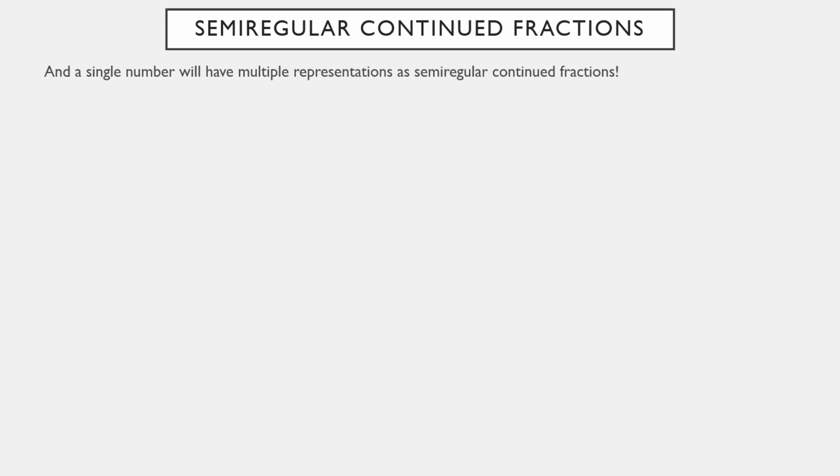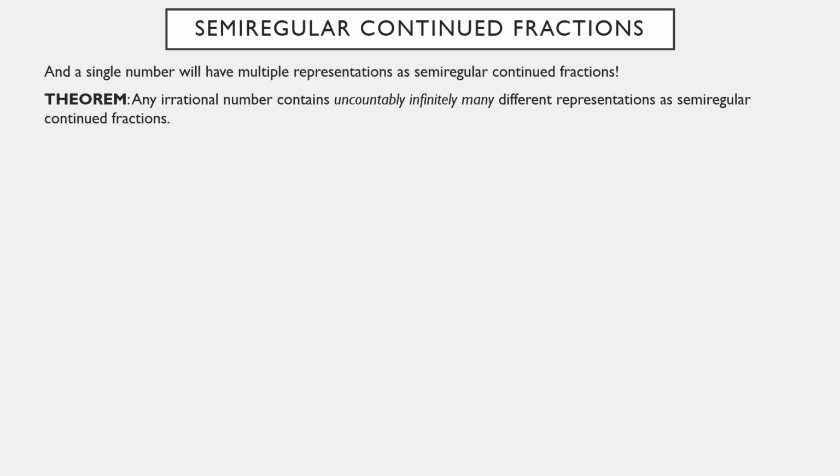What we'll see now is that any given number can have many representations as semi-regular continued fractions. In fact, any irrational number has uncountably infinitely many different representations as semi-regular continued fractions, which is way different from the land of regular continued fractions, where rational numbers had 2 representations, but they were very similar, and irrational numbers always had exactly 1. Here, irrational numbers always have uncountably infinitely many different representations, which is very much not a one-to-one correspondence.